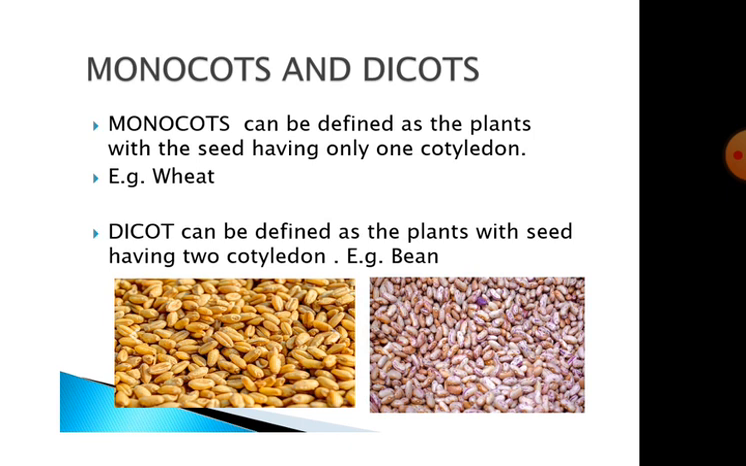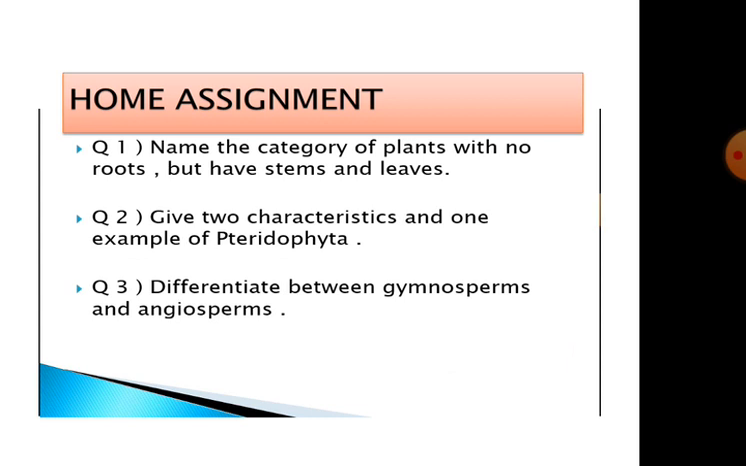Now, monocots and dicots. Monocots can be defined as the plants with the seed having only one cotyledon. Example is wheat. Those seeds that have only one cotyledon come under monocots. And those seeds that have two cotyledons are called dicots. For example, bean.